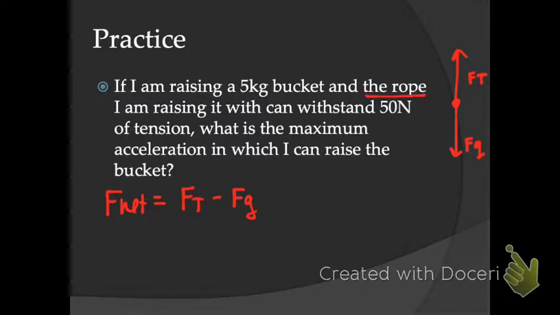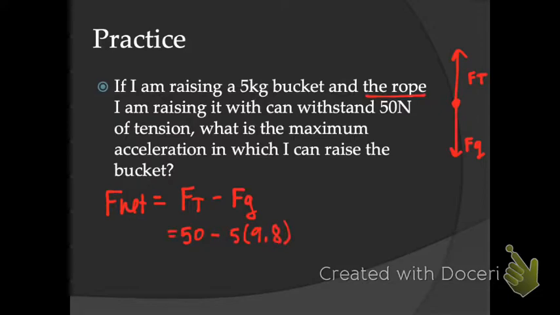Okay, when we're solving these problems, this is really our first step. Free body diagram, then our net force equation, and then we can start looking for numbers. Okay? So it says my rope can withstand 50 newtons of tension. So I want to know, if I have 50 newtons of tension in my rope, how fast can I accelerate? So I'm going to plug in 50 for tension. How else can I solve for Fg? Mass times gravity, right? So 5 times 9.8.